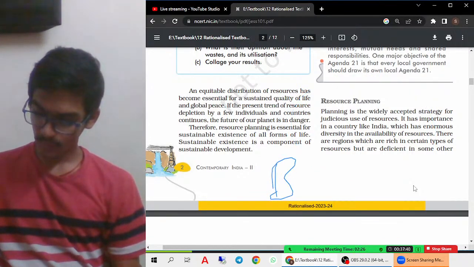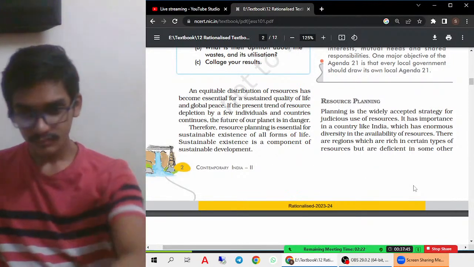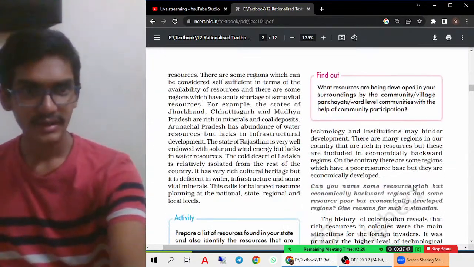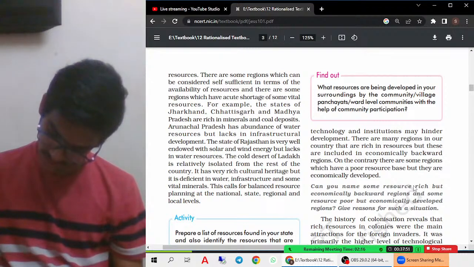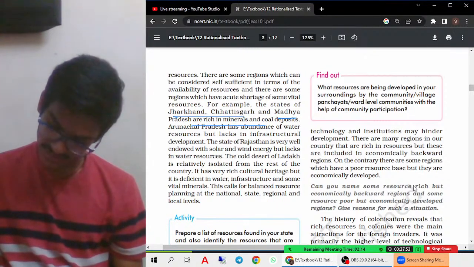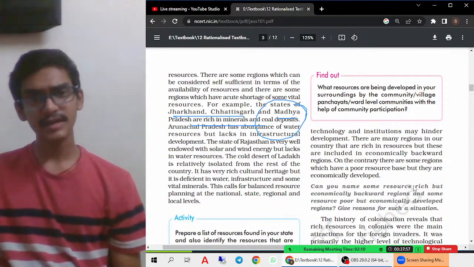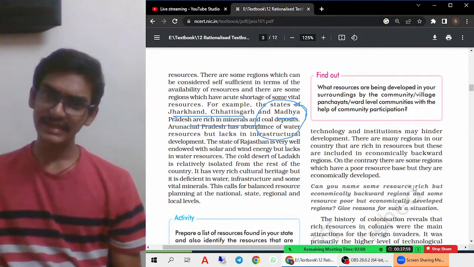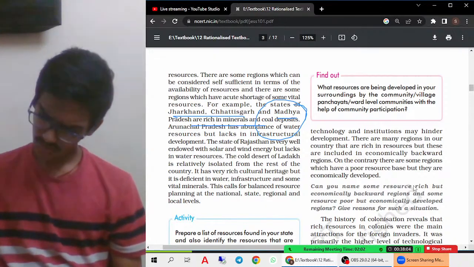Balancing is very much important for resource planning. Now let us take the examples they have given. States like Jharkhand, Chhattisgarh and Madhya Pradesh are rich in coal deposits, so they can export to other states. They will gain profits, and the states which are in need of these coal deposits will also benefit. So this is very much important.